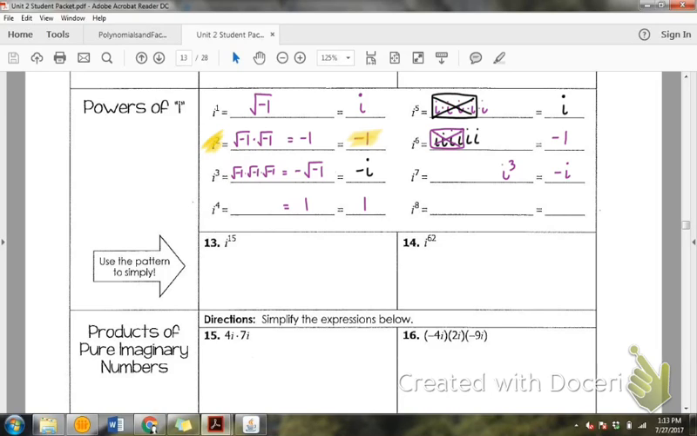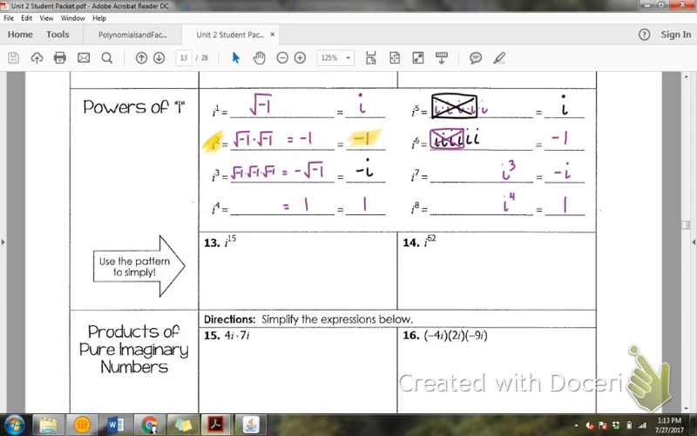What about i to the 8th? 4 and 4, right? And there's nothing left. It goes evenly. So when it goes evenly, it's like saying it's i to the 4th, which is 1. So every 4, the pattern repeats.